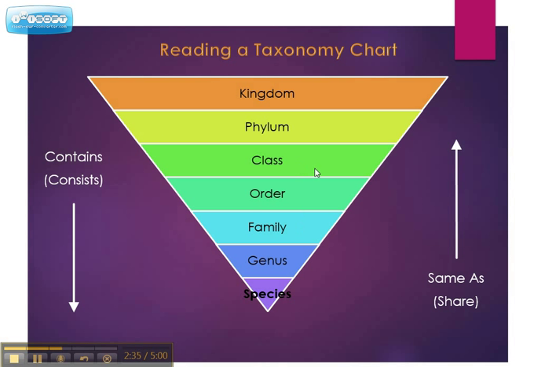Reading down, you can say that a class consists of or contains the tiers below it. A class consists of orders. I can fit the order box here into the class tier that's above it. A class also consists of families, of genuses, of species. A class is not made up of kingdoms, just like a city is not made up of a nation. A city is made up of streets, of apartment complexes, of families, of people. It's not made up of states and countries.